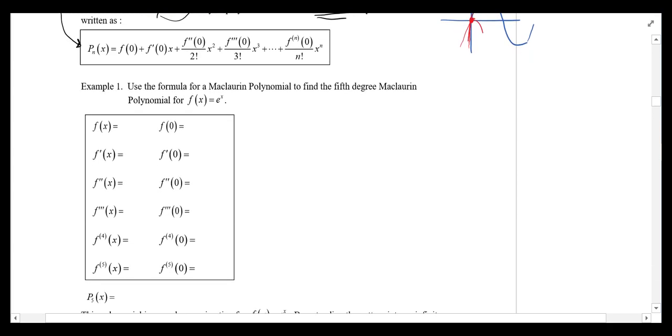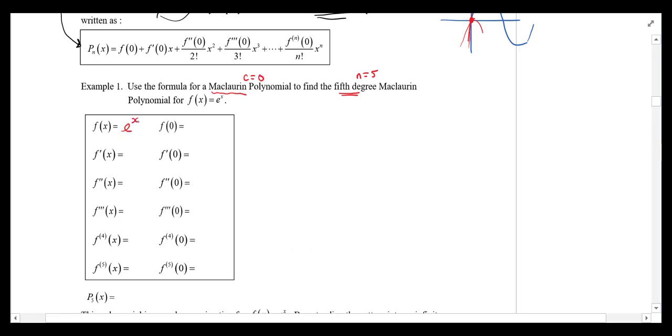I'm going to ask you to use the formula from above to create the Maclaurin polynomial. So once again, Maclaurin polynomial means the c value is centered at 0. To find the 5th degree one, that means I need n equal to 5. And I want you to do this for the function e to the x. All right? So we know that f of x equals e to the x.